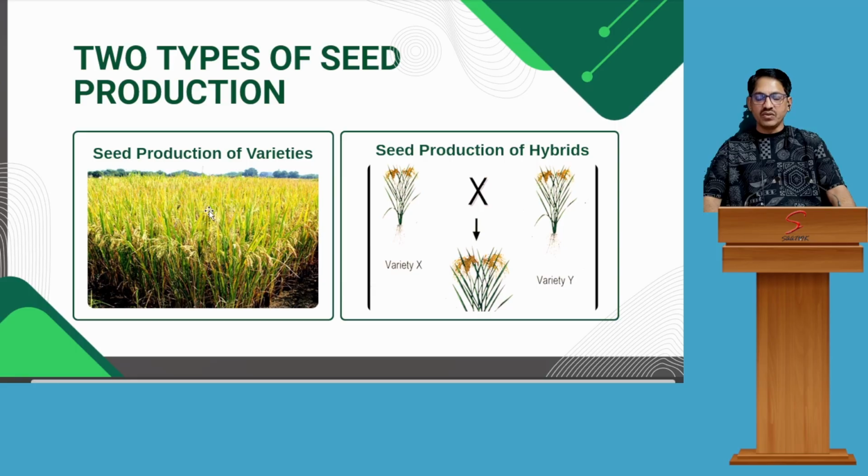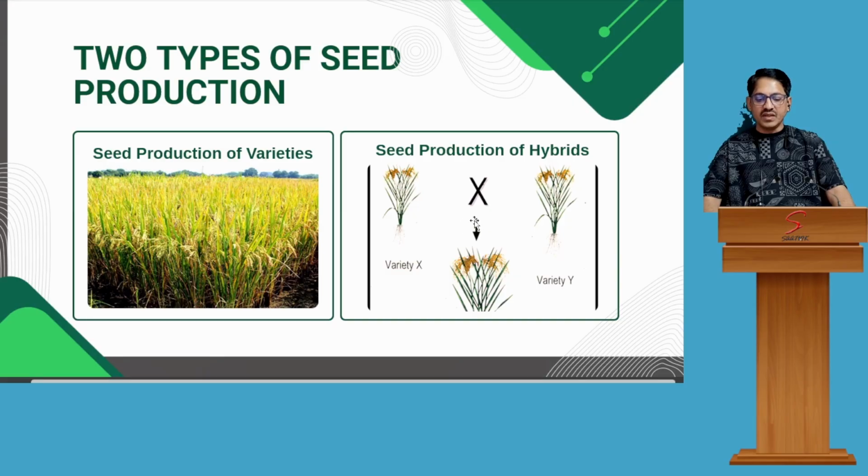In varietal seed production, we have to just sow the seeds of a variety, and naturally we have to allow them to fertilize the seeds. There is no human interference in pollination and fertilization. Naturally, we are allowing them to cross pollinate or self pollinate, whatever takes place.